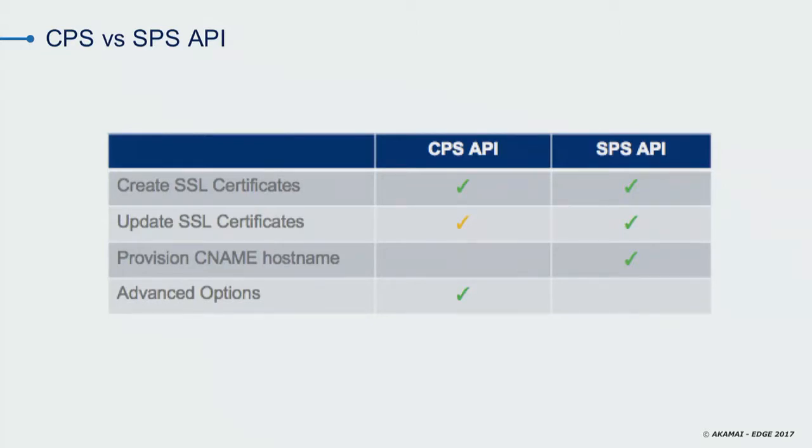With CPS, if you have more complex or more advanced changes that you need to make, then go ahead and use that API. Otherwise, the SPS API is something that's easier to use and easier to fit into a workflow. So that's Edge SSL certs with APIs in a nutshell.